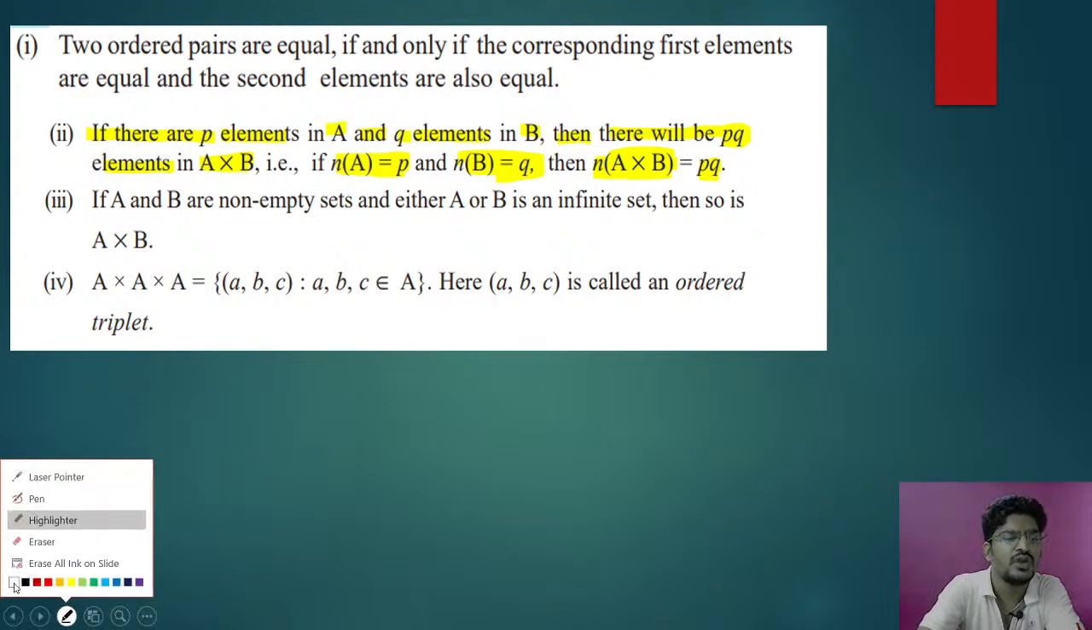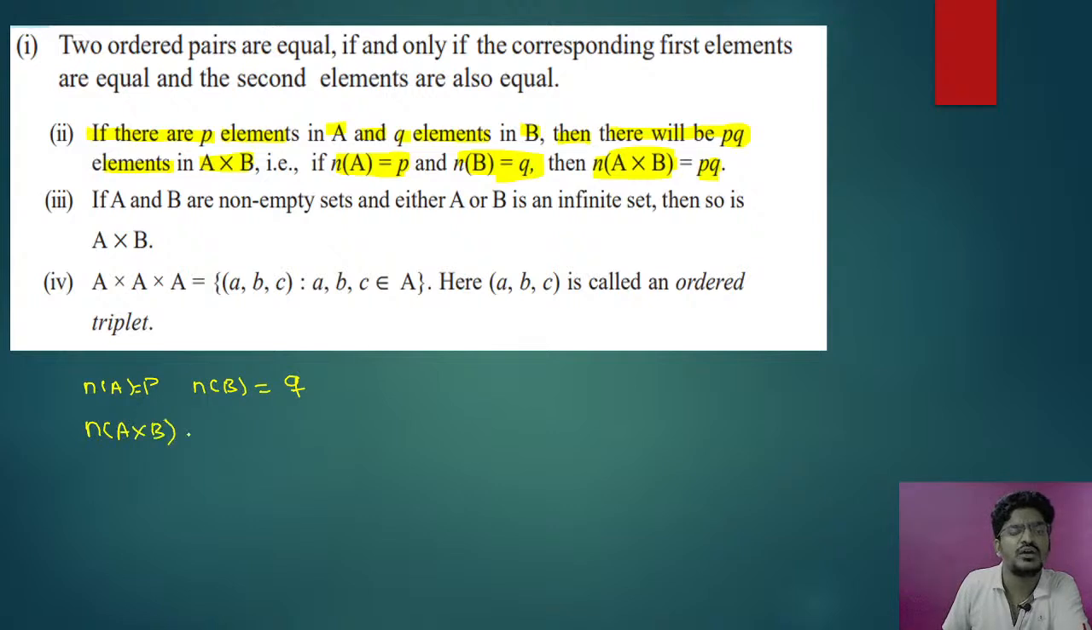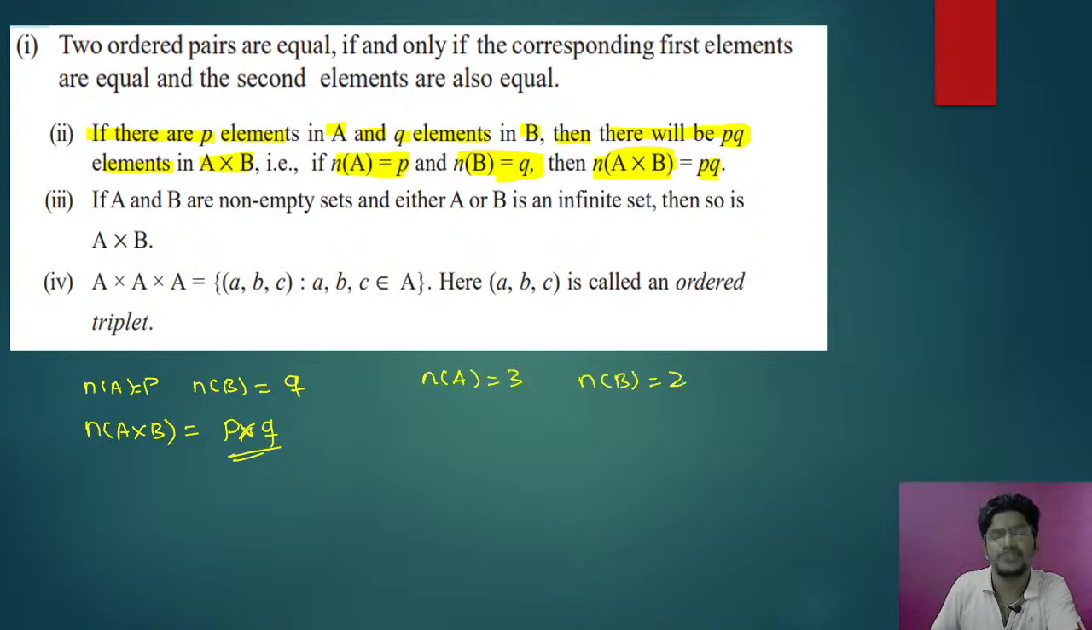So quickly tell me, all of you, have you understood the second statement or not? So the second statement is, you can see that n(A) has p elements, n(B) has q elements. Now they need n(A cross B). What is n(A cross B)? n(A cross B) is equal to p multiplied with q. Suppose n(A) has 3 elements, n(B) has 2 elements, then n(A cross B) has how many elements? 3 into 2, that is 6. Okay, so 3 multiplied with 2, 6 elements are going to be in A cross B.